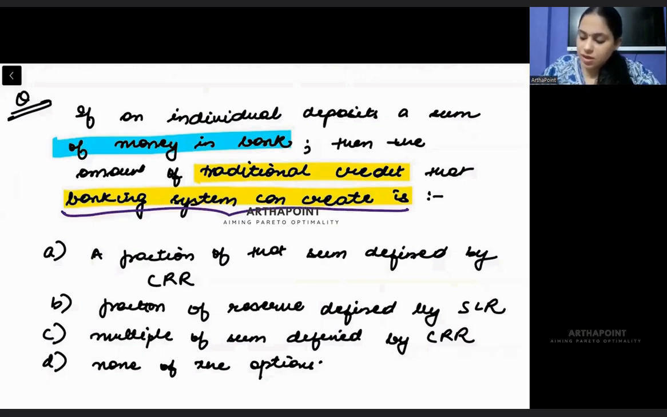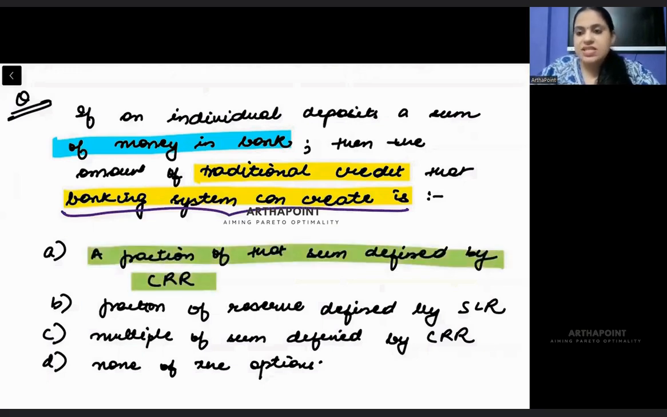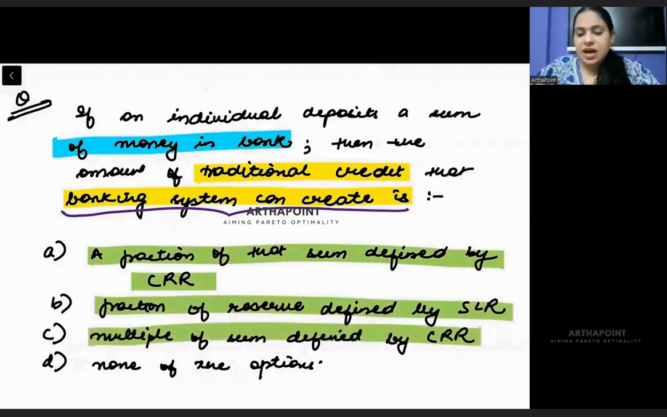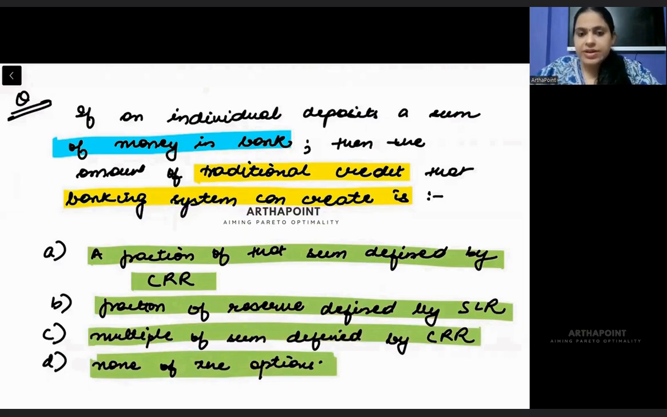Option A, a fraction of that sum defined by CRR; a fraction of the reserve defined by SLR; a multiple of the sum defined by CRR; and none of the above. So you need to tell how much money would be generated by the bank, right? Would it be a fraction of CRR, multiple of CRR, fraction of SLR, or none of the above? Try to think better. Okay. So the correct answer to this question is D, none of the above.